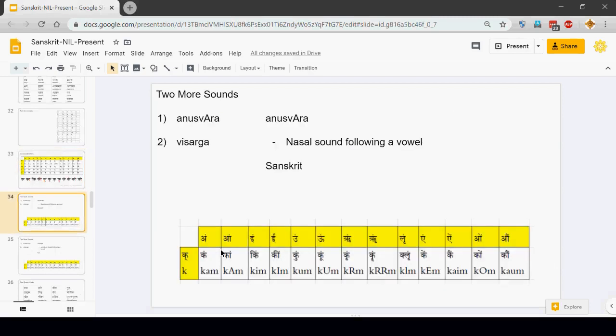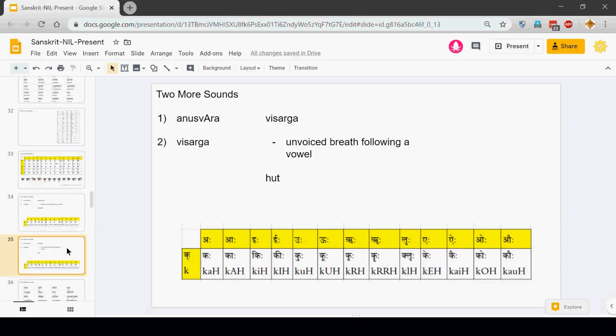In addition to that, we have anuswara and visarga. Anuswara is indicated by a dot on top of each compound letter, or an independent vowel. So then the visarga is indicated by 2 dots following a consonant symbol or a vowel symbol.